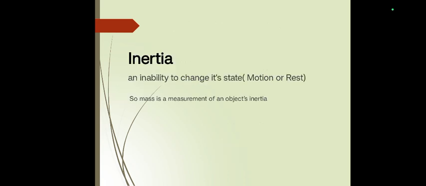Now, a new term to be learned, that is inertia. It is the inability to change its state from motion or rest. That is, an object has an inability to change its state either from motion or from rest. So this inability, inertia, is connected with mass. As mass increases, inertia of an object also increases.